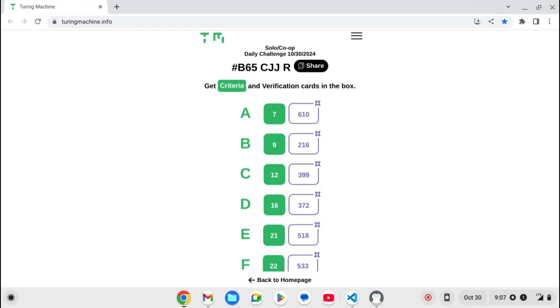Let's begin. Today's October 30th, 2024, and we're solving the Daily Turing Machine Puzzle. Today's puzzle uses the following 6 criteria cards: criteria card 7, 9, 12, 16, 21, and 22. And the puzzle uses the purple verification cards. The code above is your way to get more information on today's puzzle by searching the code on turingmachine.info. Let's go solve.